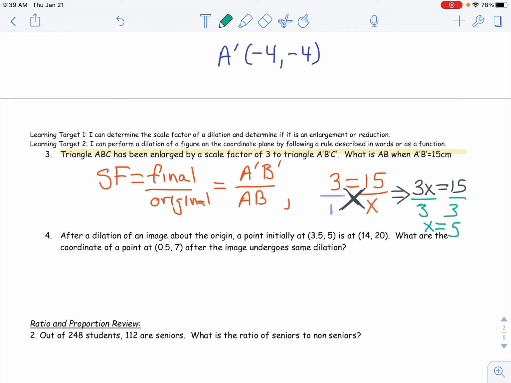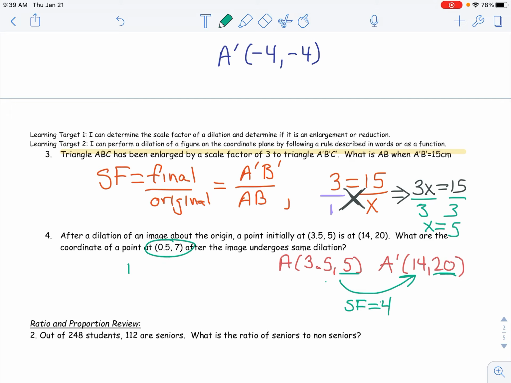This is kind of a similar problem, it's different, but after a dilation of an image about the origin, a point initially, we'll call this A, be real creative and just call this A, (3.5, 5). Now A prime is at (14, 20). All right, what are the coordinates of a point P at (0.5, 7) after the image undergoes the same dilation? So what did I do? What's the scale factor to go from here to here? Well, it's easy just to look at 5 to 20. What do I multiply by? 4. All right, and 3.5 times 4 gives me 14. All right, so the scale factor is 4.